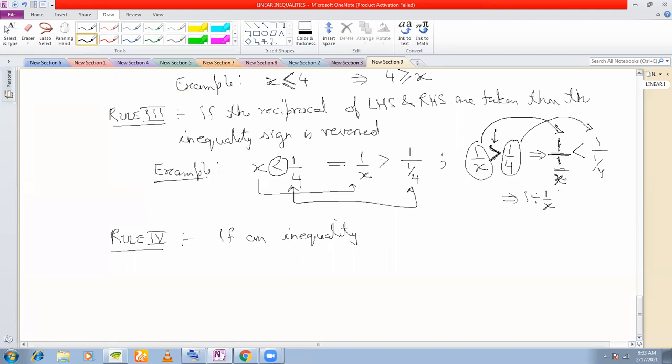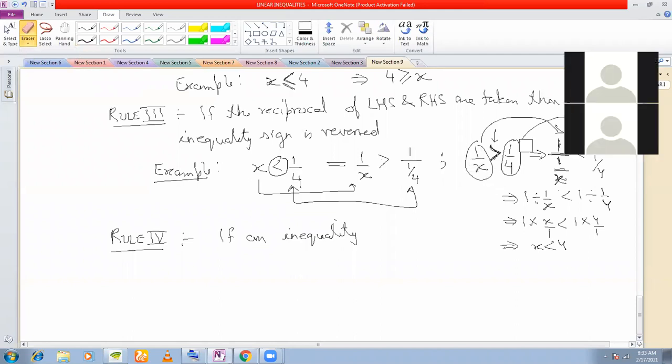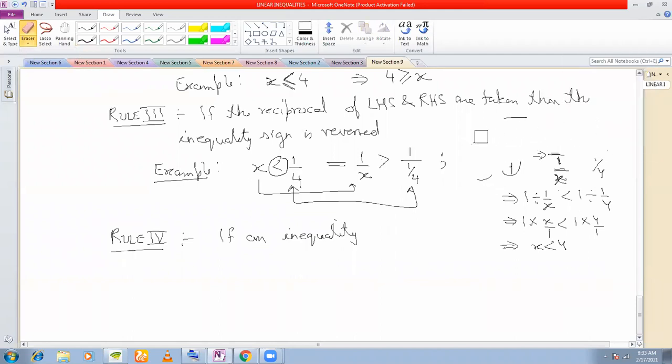Okay. Now we'll simplify this. 1 divided by 1 by x is less than 1 divided by 1 by 4. That means if division changes to multiplication, this becomes x by 1 into 4 by 1. That means x is less than 4. Now is it clear? Yes, sir.